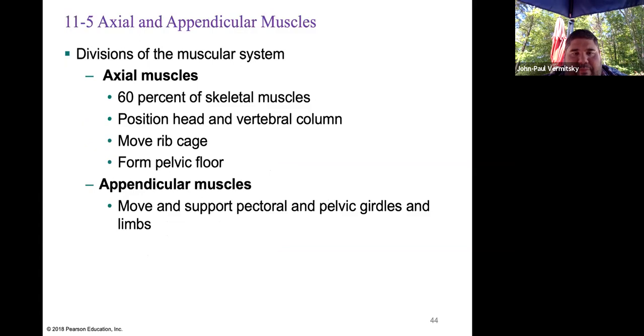Okay, so let's look at the various divisions of the muscular system. The axial muscles, 60% of the muscles are going to fall in the axial muscles. And again, this is just like the skeletal system. So this is going to include the head and the vertebral column. These are also muscles involved within the rib cage and also form the pelvic floor. And then you have your appendicular muscles. These will move and support the pectoral and pelvic girdles and the limbs.